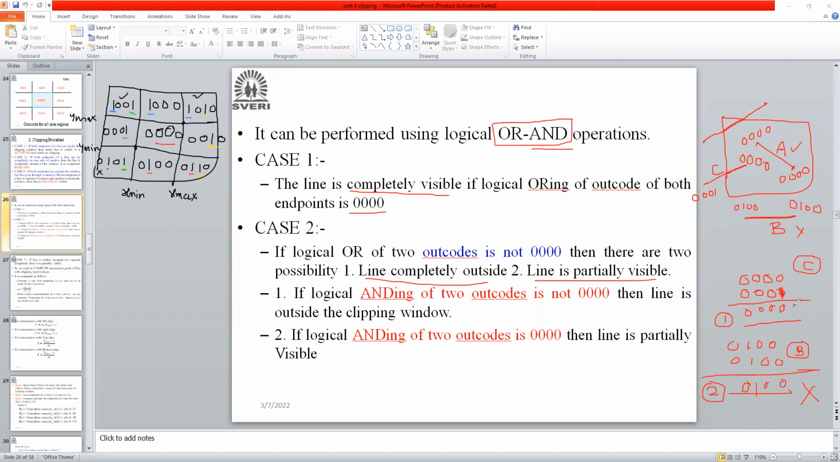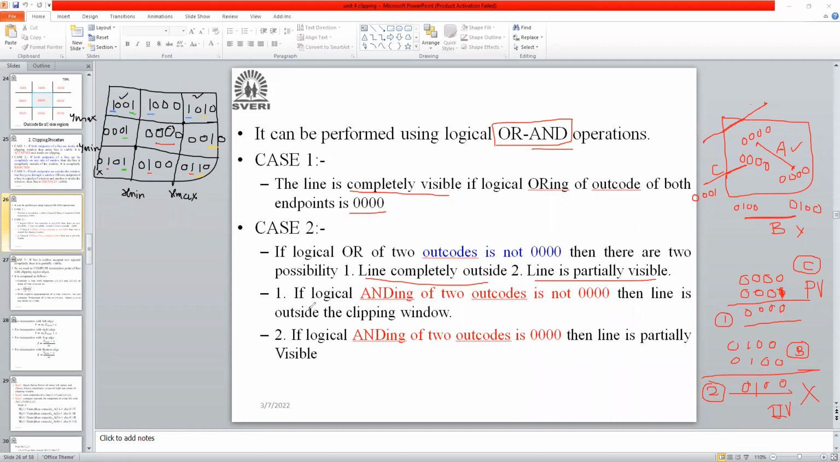When the ending result gives all zero, I will call it a partially visible line. So PV stands for partially visible. And if the ending gives you again the non-zero result, then it is totally invisible line. So TIV stands for totally invisible. Okay, so that is how we can differentiate between these two, line B and line C.